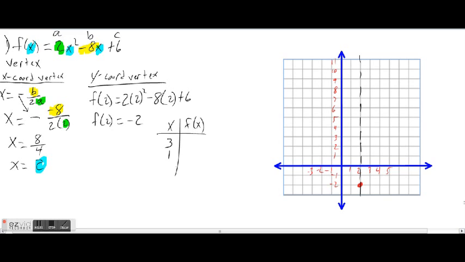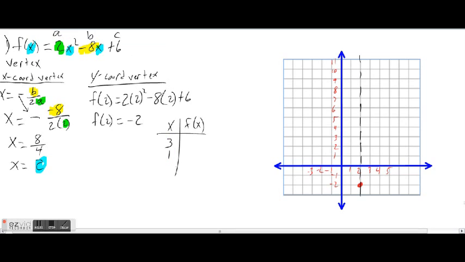Now, knowing that the line of symmetry is going to give me the same exact y value, we talked about that, same exact y value, what I want to do is just calculate one of those. I don't need to do both. I'm going to take those x values and plug them into my original equation up here.